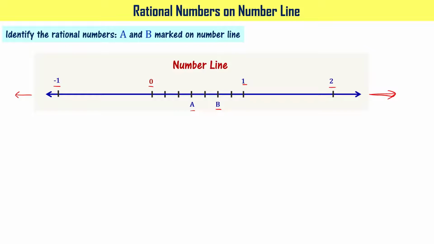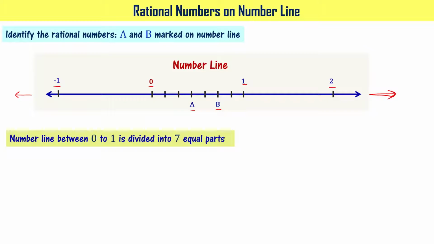If you observe, the number line between 0 and 1 is divided into 7 equal parts. 1, 2, 3, 4, 5, 6, 7, right? It is divided into 7 equal parts. For that reason, can I say that 0 is equal to 0 by 7? Can I write 0 equal to 0 by 7?